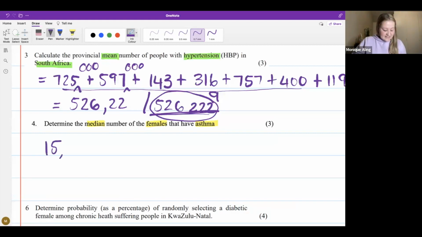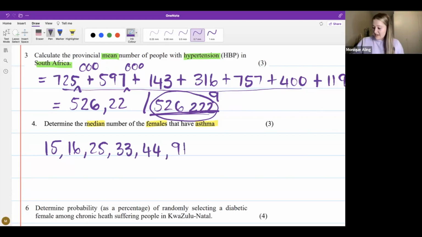It is 15, 16, 25, 33, 44, 91, 101, 121, 157, and then you find the middle one, which is indeed 44.